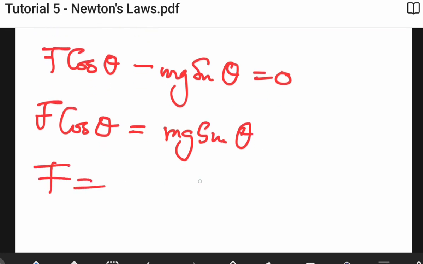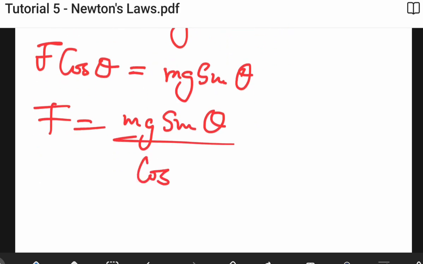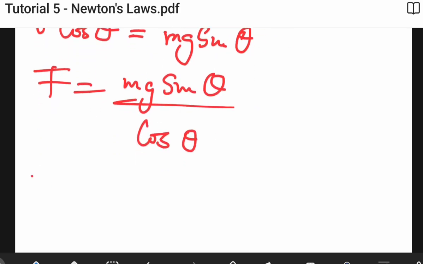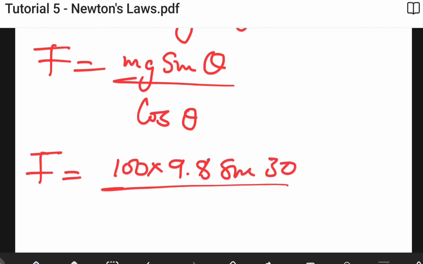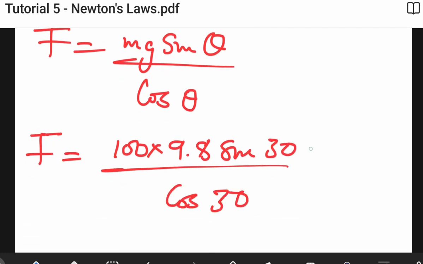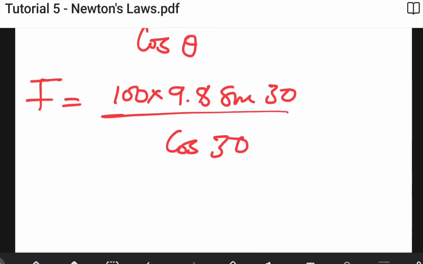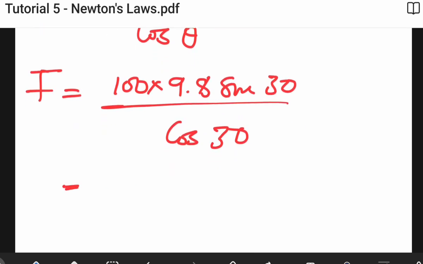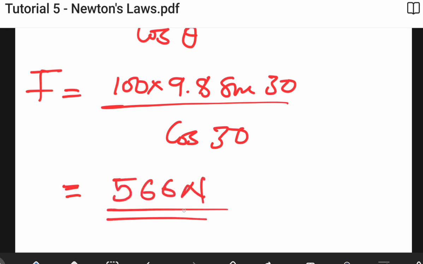Then F will be equal to mg sine theta over cos theta. So at this point now it is just simplification. We know what the mass is, that's 100. We know what g is, 9.8. We know what theta is, that's 30. Then this is over cos 30. If you want to play around, you can say sine theta over cos theta is tan theta. But of course, you can just simplify this using any means at your disposal. And if you did that, you should be able to find your F as 566 newtons. So they only wanted the magnitude, so that is the magnitude of F.